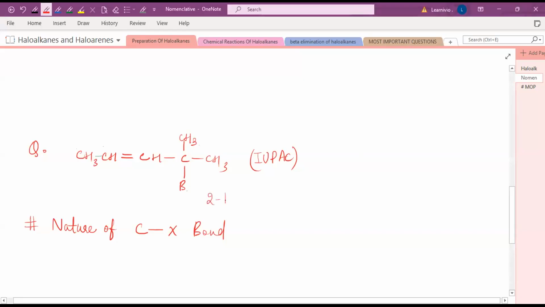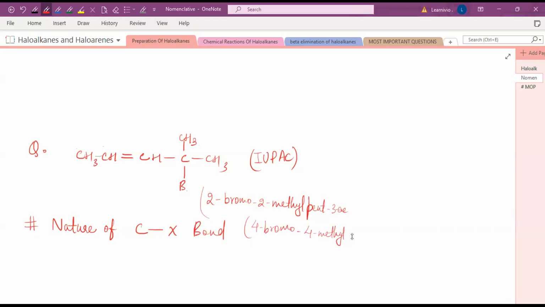Two bromo, two methyl, pent 3 ene. Right? And what about you, Jubita? Jubita has said it's 4 bromo, 4 methyl, pent 2 ene. Let's check whose answer is correct.